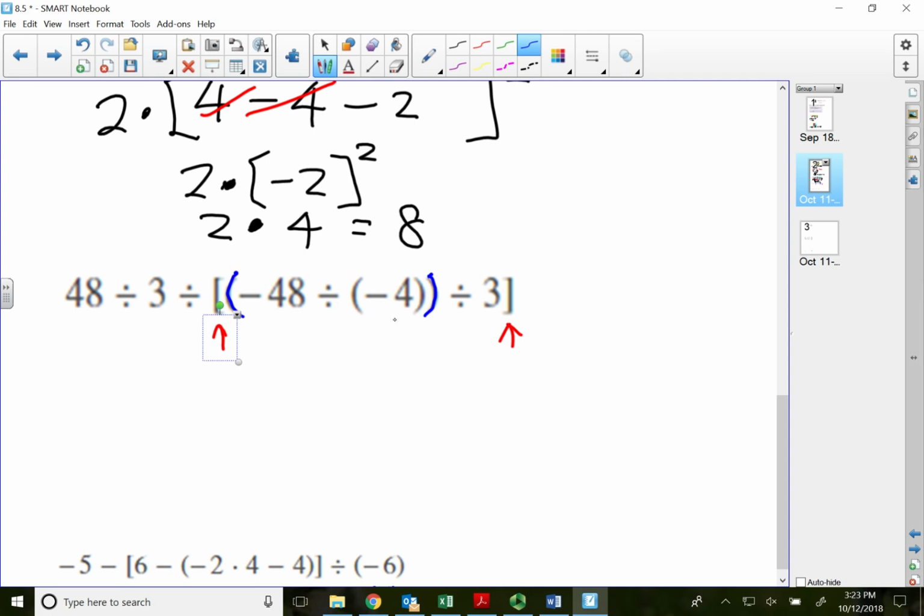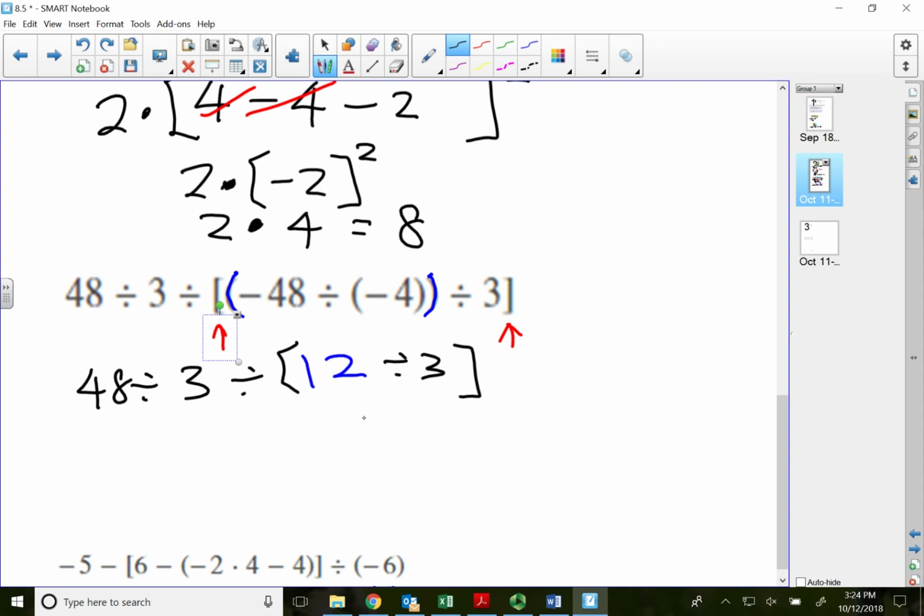All right, so inside the parenthesis, there's only one operation. So that's -48 divided by -4, which, negative divided by negative, is a positive. That'll be a positive 12. So what's coming out of the parenthesis is a 12. Now that will need to be divided by 3. I'm still within the bracket, still getting divided by 3. And in front of that, 48 will divide.